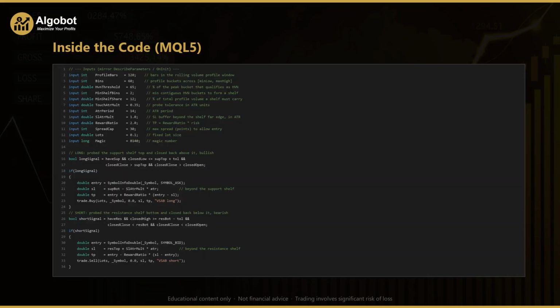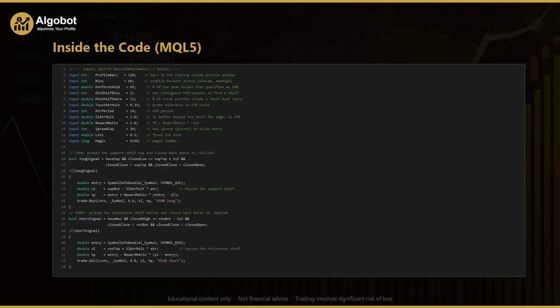Let's look at the actual MetaTrader 5 code on screen. At the top are the input parameters you can adjust in the strategy tester. ProfileBars sets how many closed bars form the rolling volume profile, and Bins sets how many buckets the price range is sliced into. The HvnThreshold is the percentage of the busiest bucket a level must clear to count as a high-volume node. MinShelfBins and MinShelfShare are the twin quality filters, controlling the minimum width and the minimum volume share of a valid shelf.